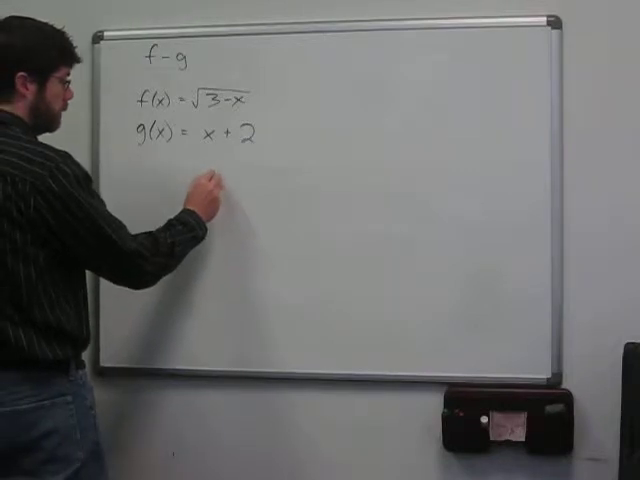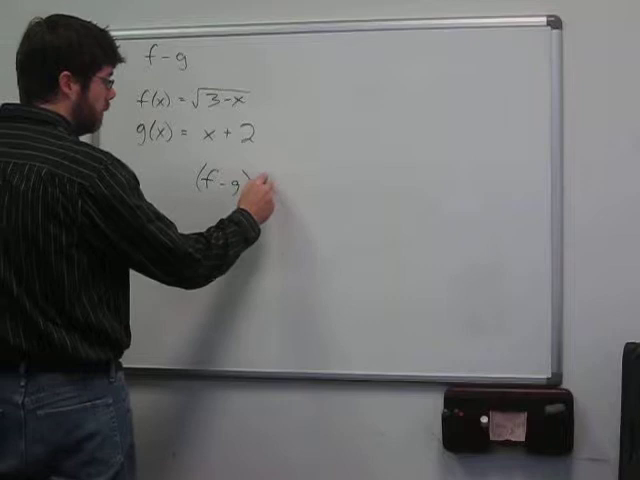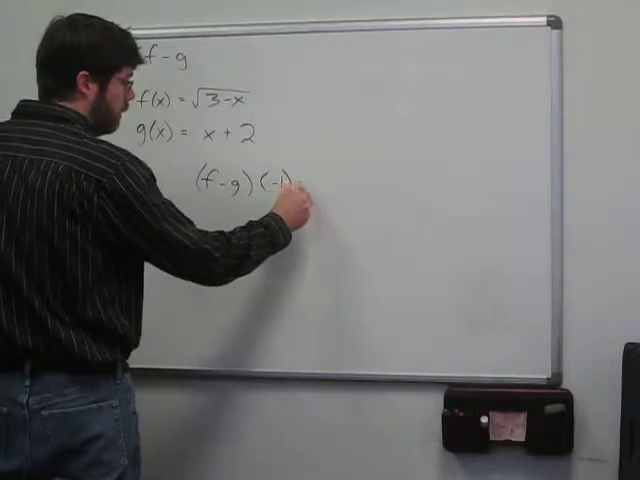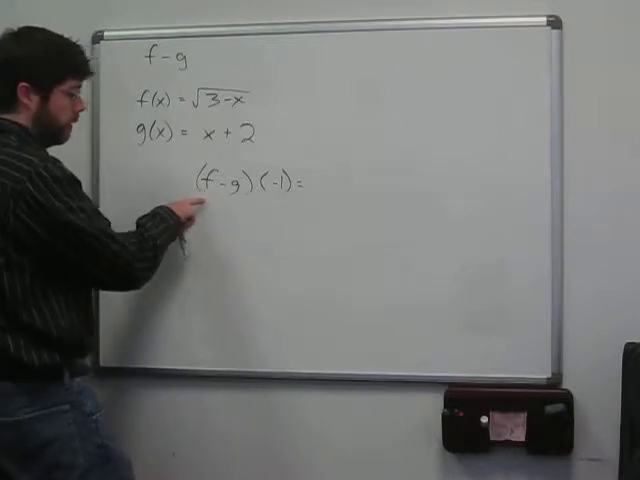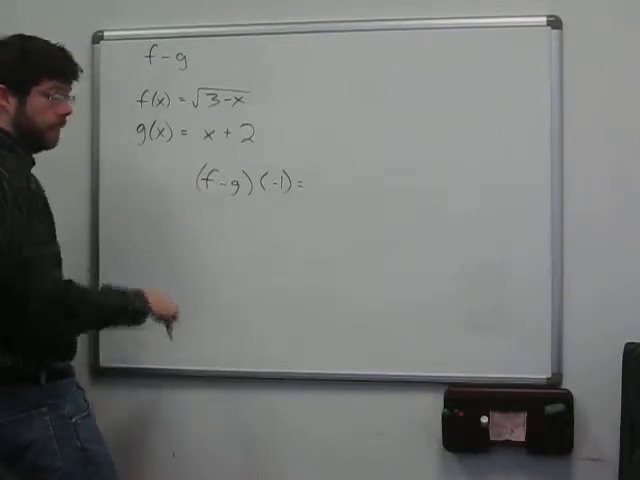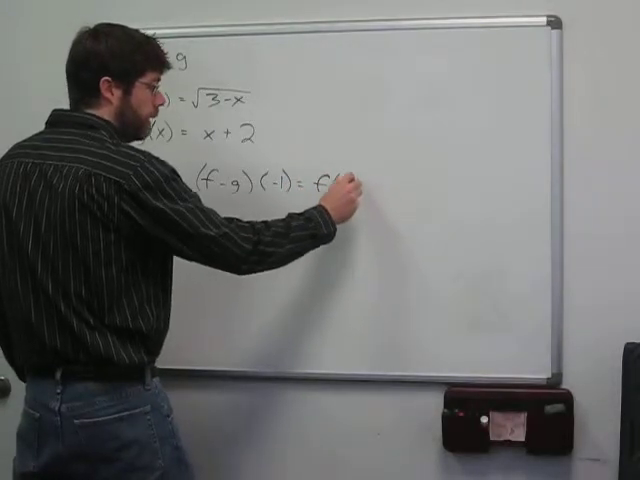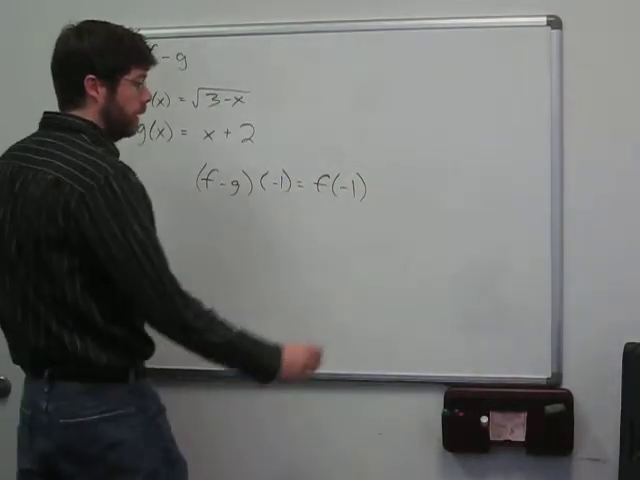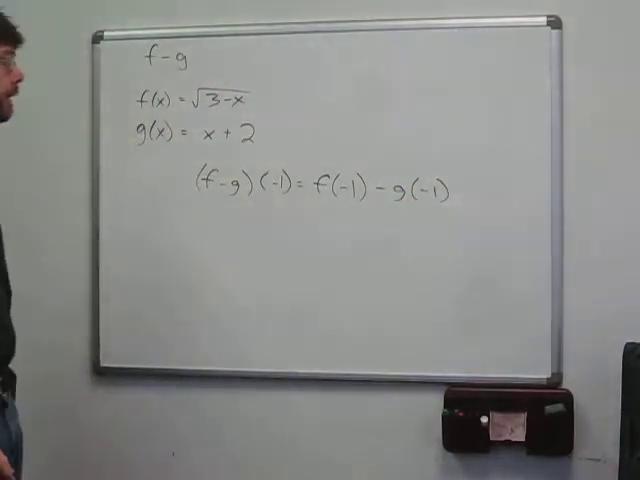Suppose I wanted to compute f minus g of -1. Well, very naturally, if we want to compute a function that is the difference of two functions, we are just going to evaluate the first function at -1 and subtract the second function evaluated at -1.